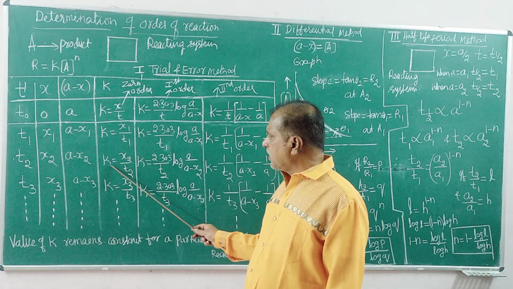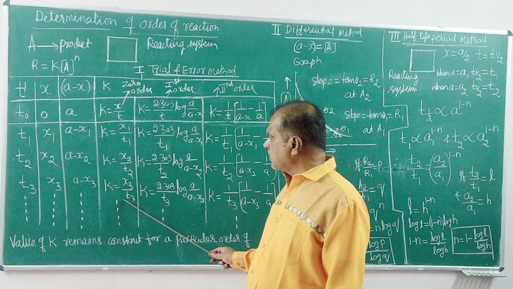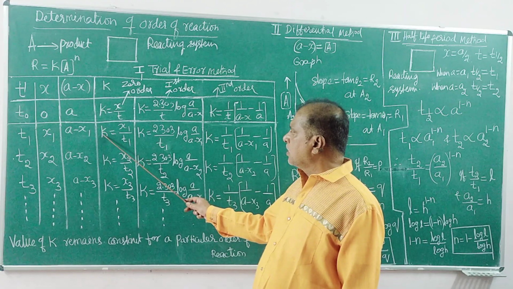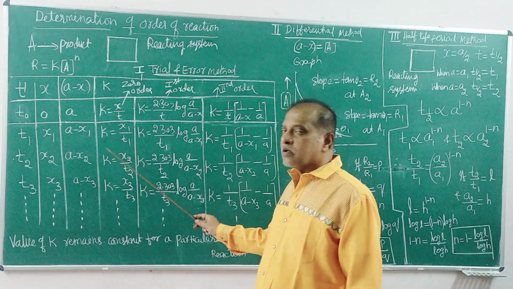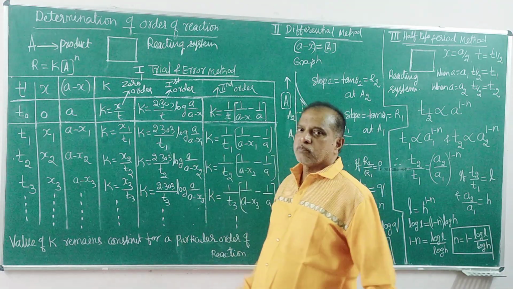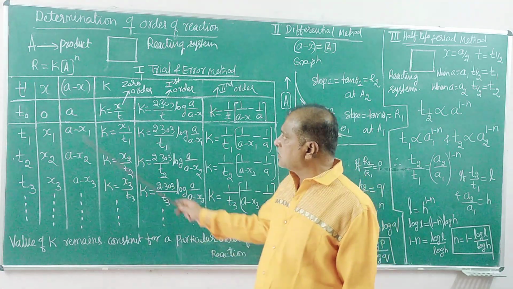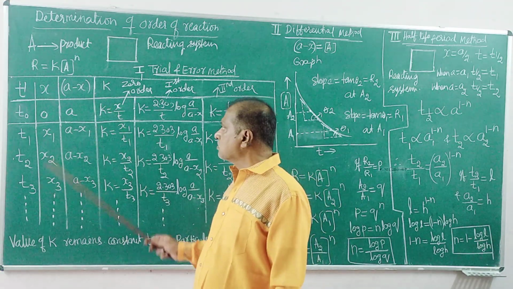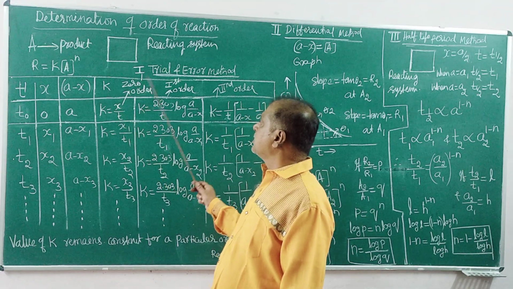Calculate k at different times: x2 by t2, x3 by t3, like that for all the values you have recorded. Calculate the value of k. If the value of k is found constant, then the reaction is zero order. If the value of k is not constant, the reaction is not zero order. This is the verification of this equation. If this is not constant, then try with the next equation.